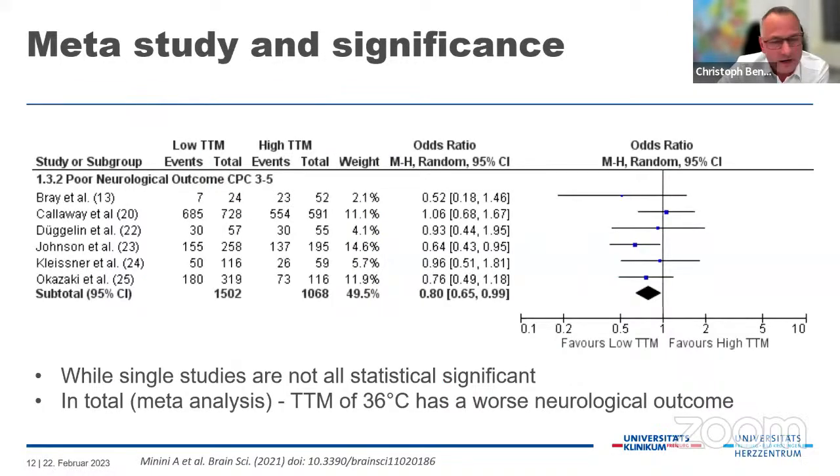So if you look then at the first studies with normothermic conditions, this meta-analysis showed it extremely nicely. You see there are several studies, and while the single studies are not all statistically significant, in total, the meta-analysis showed that a TTM of 36 degrees has a worse neurological outcome.